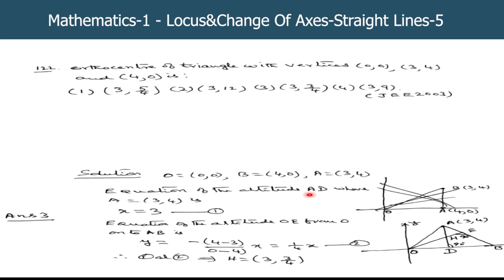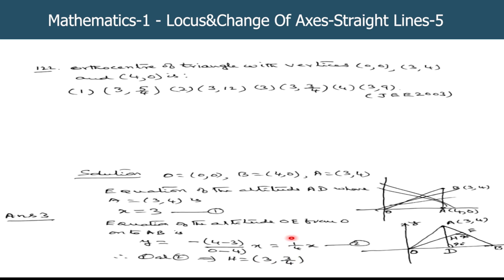Equation of the altitude AD, where A is (3, 4), is x is equal to 3. Next, the equation of the altitude OE from the origin O onto AB is simply y is equal to minus of (4 minus 3) by (0 minus 4) into x, which is equal to 1 by 4 into x. So solving 1 and 2, that means H is equal to (3, 3 by 4).